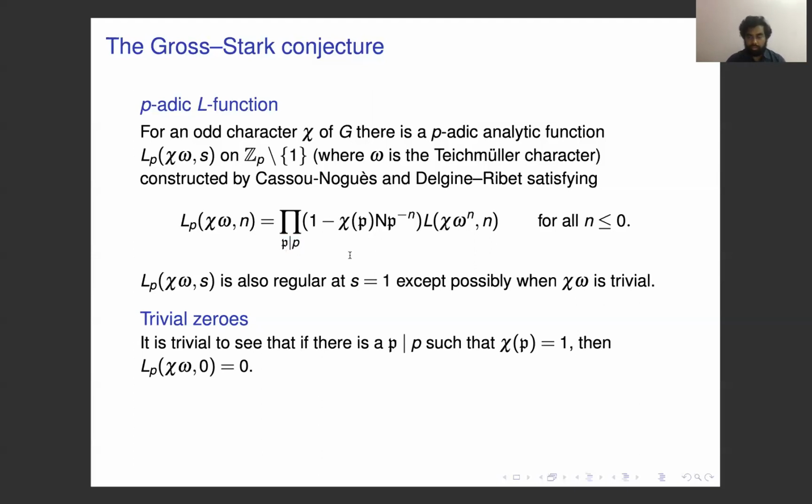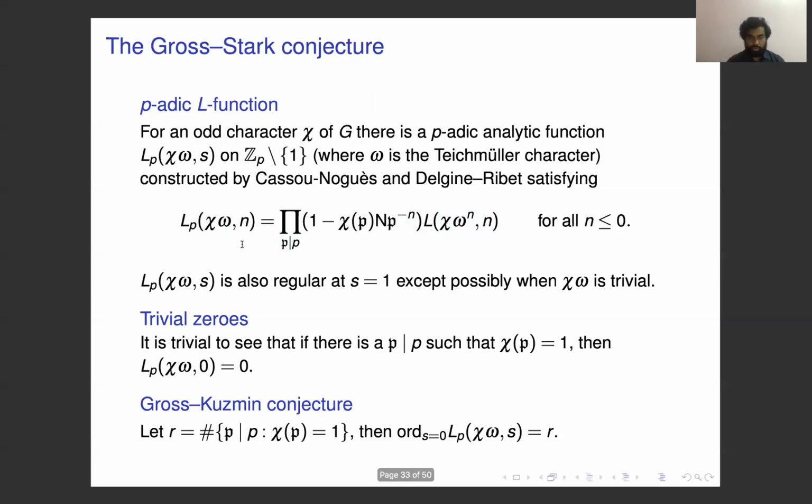What happens then? Well, this formula doesn't tell us whether L_p vanishes to higher order, but Gross conjectured that, and Kuzmin conjectured independently something slightly different, and those two statements are equivalent. So here's the conjecture. Let r be the number of primes above p for which chi of p is 1. Then Gross conjectures that the order of the p-adic L-function at s equal to 0 is precisely r. That's the Gross-Kuzmin conjecture.